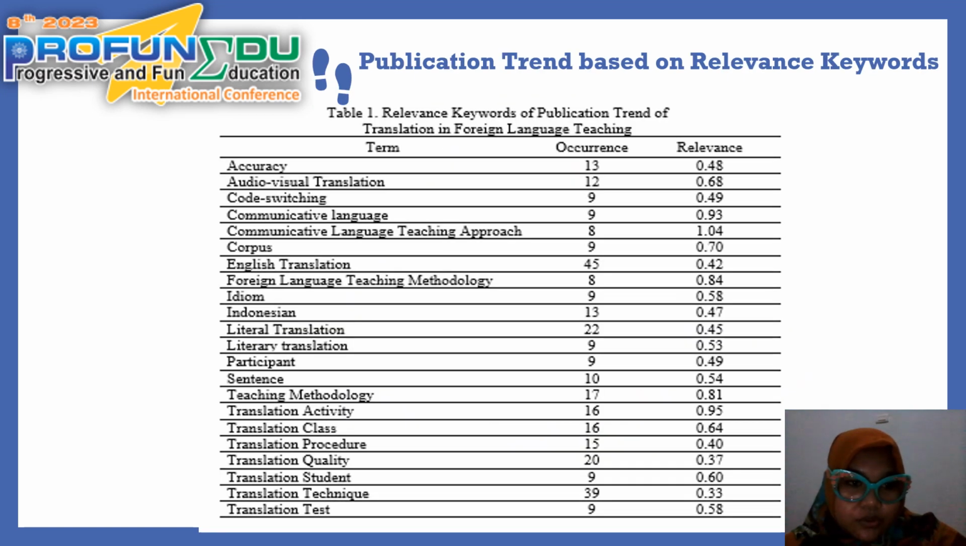Table 1 shows the relevance of translation studies keywords with foreign language teaching. Based on the data, the words that often appear are English translation, translation techniques, literary translation, and translation quality. English translation appeared 49 times, translation technique 39, literary translation 22, and translation quality 20 times. These words frequently appear in translation studies of foreign language teaching. However, the level of relevance is still lacking, below 0.4.